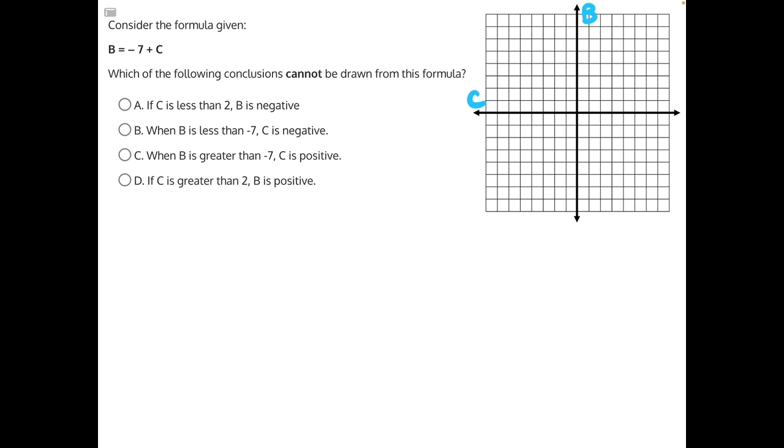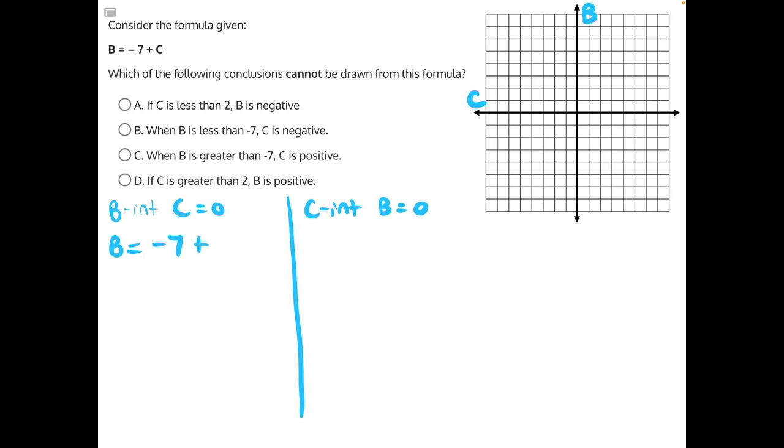From there, we just need to find our x and y intercepts to be able to graph the function quickly. So we'll start with our b-intercept, which is where c is equal to 0. And then we can do our c-intercept, where b is equal to 0. Starting with the b-intercept, we'll have b is equal to negative 7 plus 0 for c, which will just give us b is equal to negative 7. So our first coordinate point that we'll need to plot is 0, comma, negative 7.